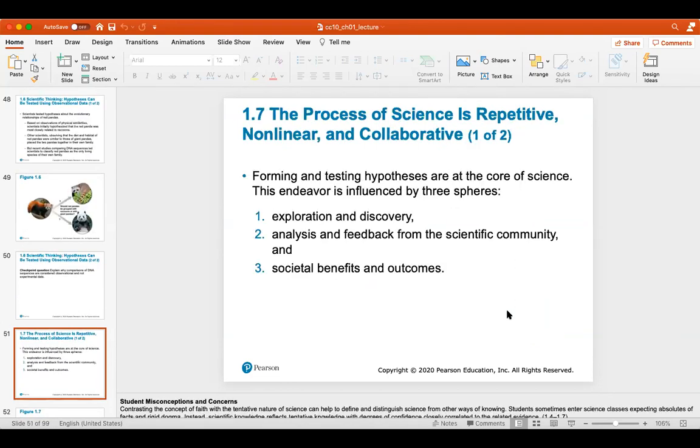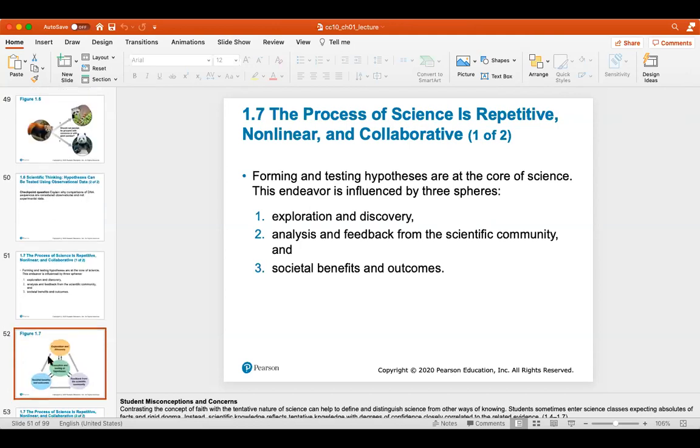Forming and testing hypotheses are at the core of science, and this endeavor is influenced by exploration and discovery, analysis and feedback from the scientific community. So scientists keep each other in check and make sure they're following the steps of the scientific process correctly, and also societal benefits and outcomes. So how it can help animals and humans.